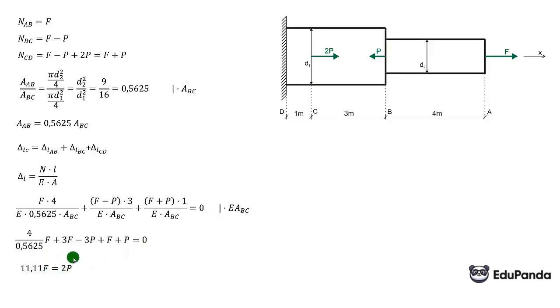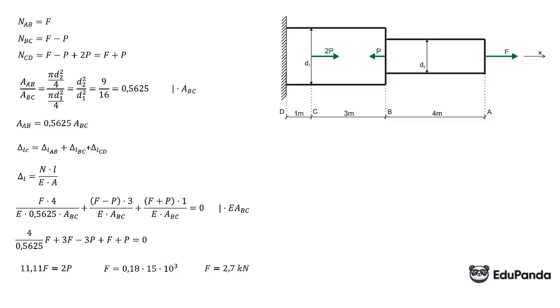We arrange it. On the left side, we leave factors with F, on the right side with P. P is given in the task content. It's 15 times 10 to the 3, so 15 kN. I divide it here by what stands next to the unknown F. And finally, I have that F equals 2.7 kN.